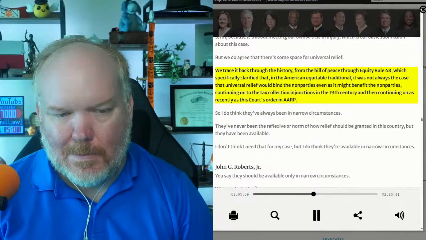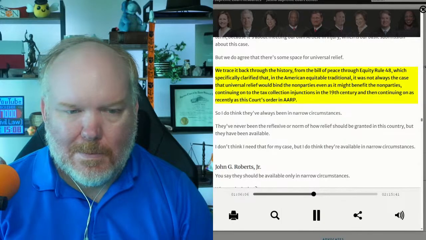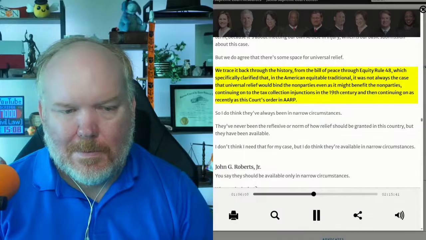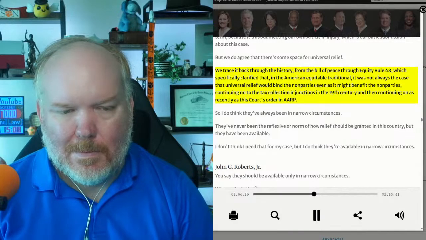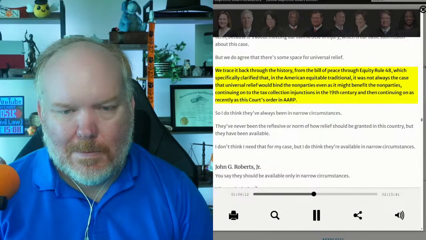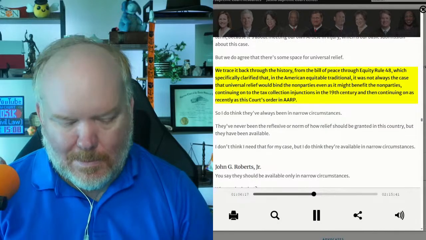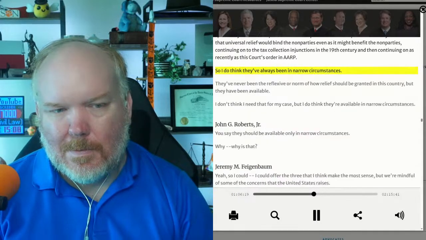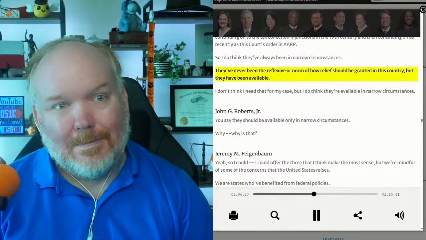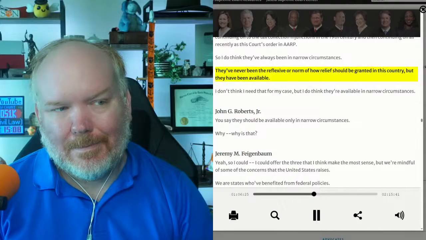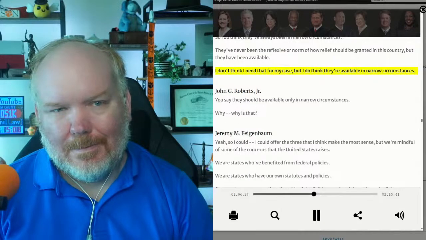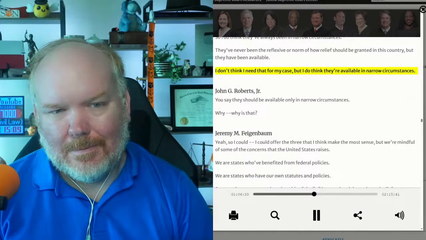We trace it back through the history from the Bill of Peace through Equity Rule 48, which specifically clarified that in the American equitable tradition, it was not always the case that universal relief would bind the non-parties, even as it might benefit the non-parties, continuing on to the tax collection injunctions in the 19th century, and then continuing on as recently as this Court's order in AARP. So I do think they've always been in narrow circumstances. They've never been the reflexive norm of how relief should be granted in this country, but they have been available. I don't think I need that for my case, but I do think they're available in narrow circumstances.